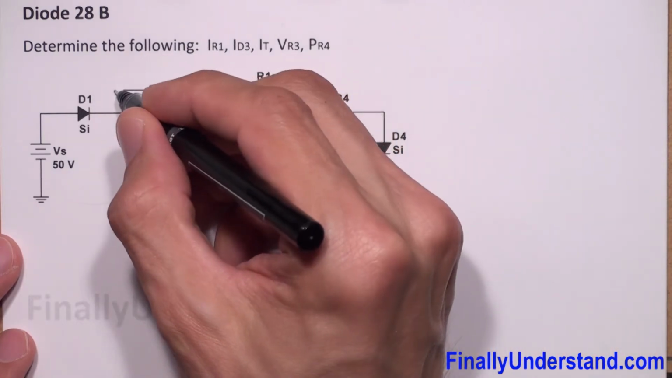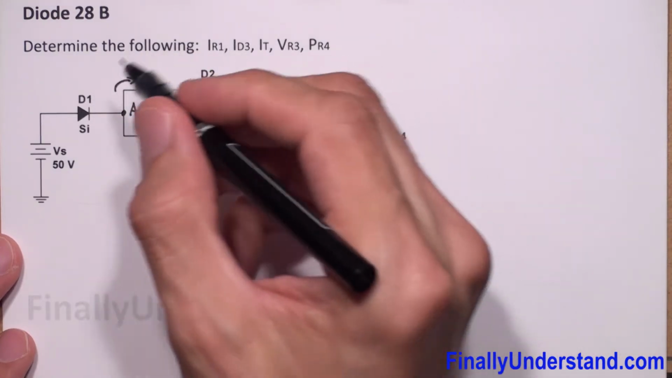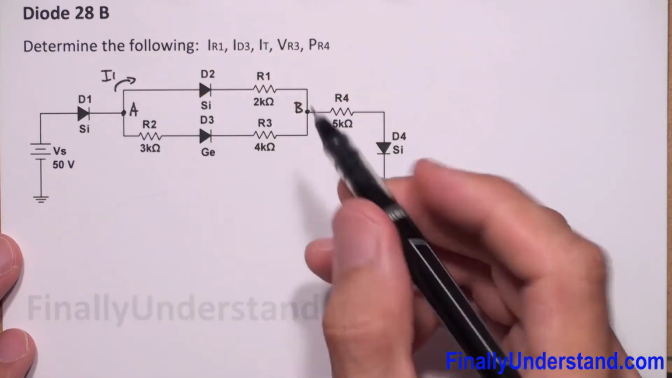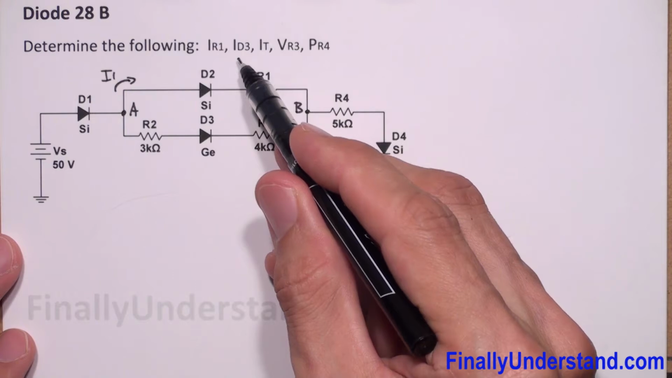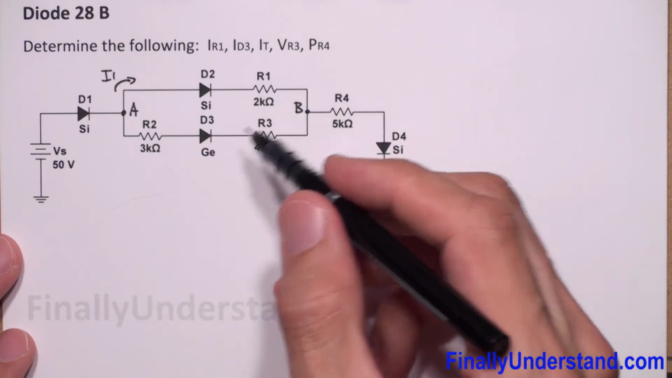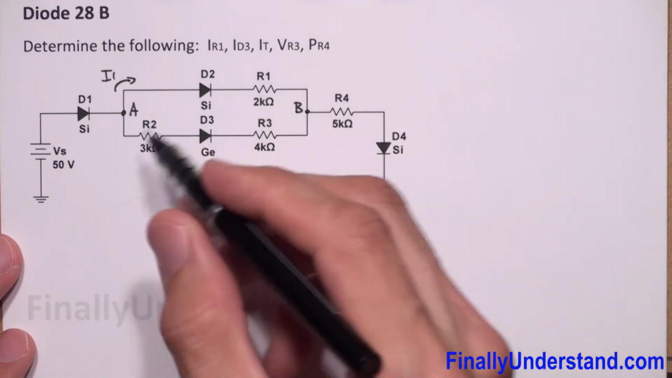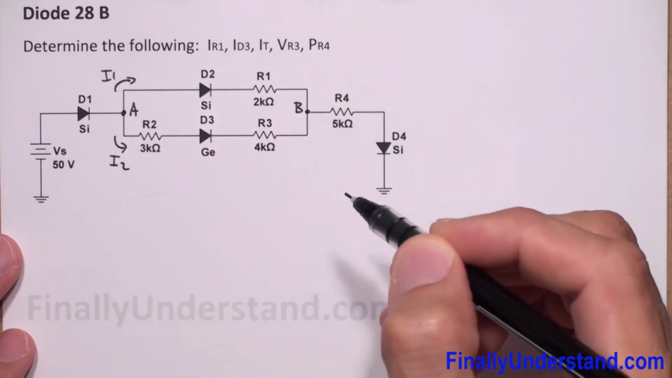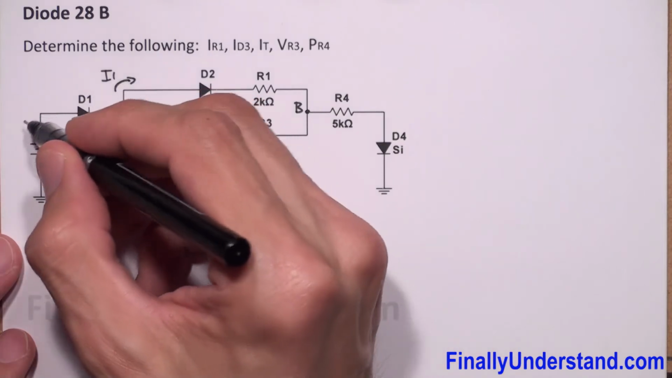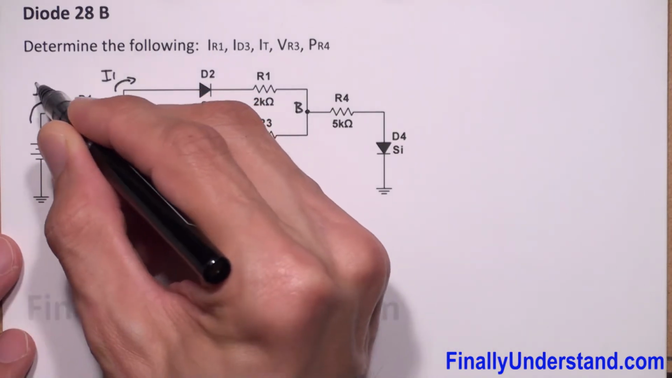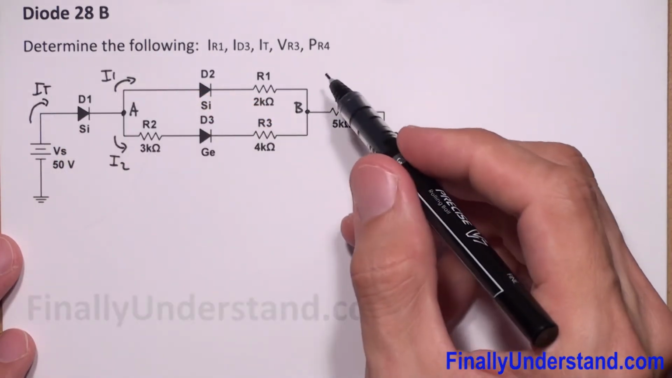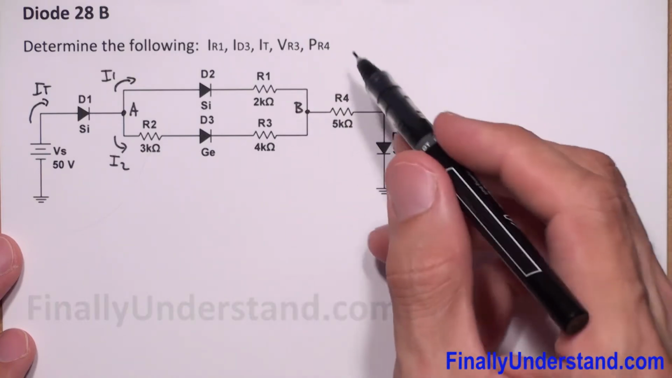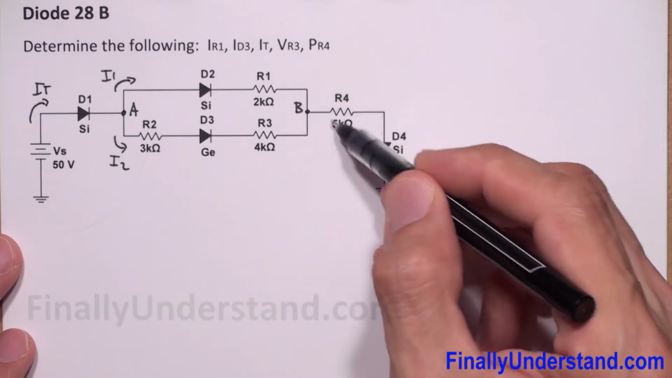I'm going to label the current which will go through this branch as I1. I have to find ID3, the current which will go through this diode, and this is going to be my I2. I have to find I total. This is my I total. And I have to find VR3, the voltage across this resistor, and the power at resistor R4.